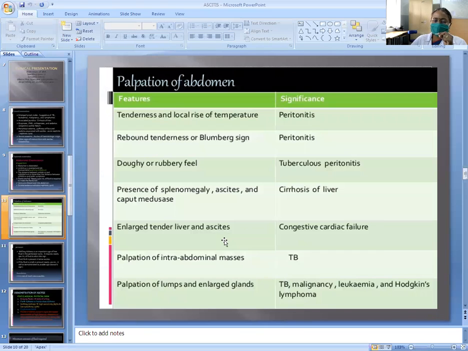If it is liver cirrhosis, you get enlargement of the spleen, that is splenomegaly. Then, if the cause is congestive cardiac failure, you get enlarged liver plus ascites. So palpation includes local tenderness, palpation of liver and spleen, and whether any abdominal lump or swelling is palpable.